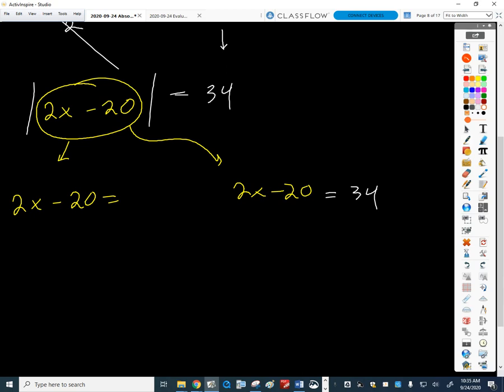Oh, looks like you froze, Guinan. Can you just type it in the chat? Hey, Jack, what about you? Maybe you got a better connection. Negative 34. You're right. Okay. Negative 34. There you go.